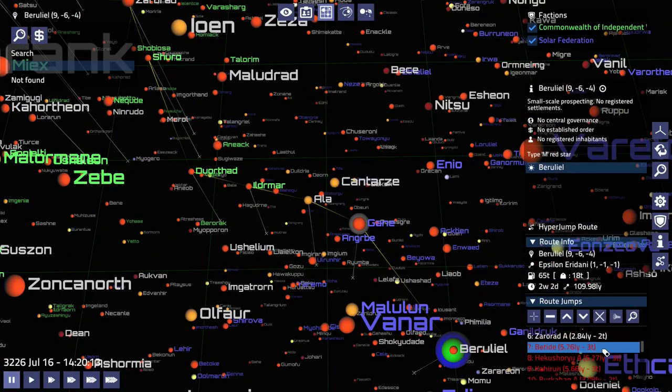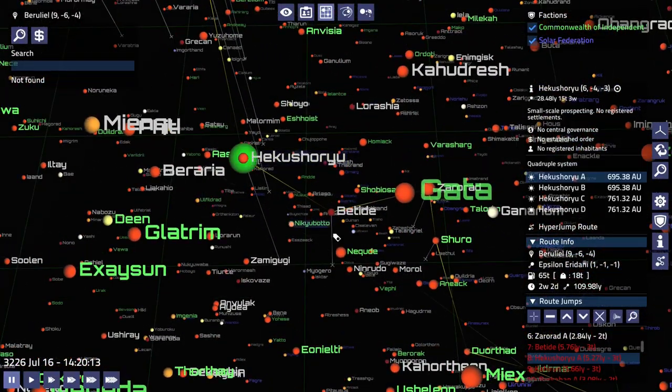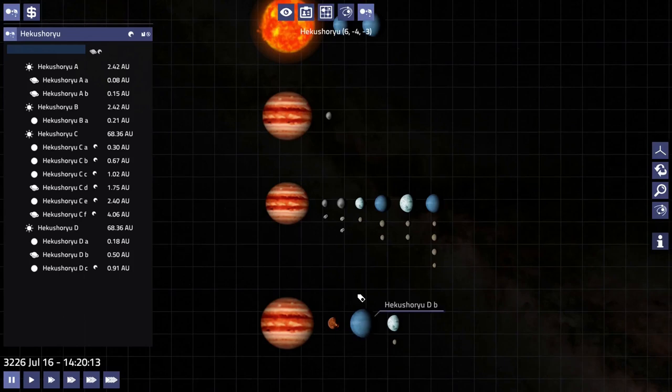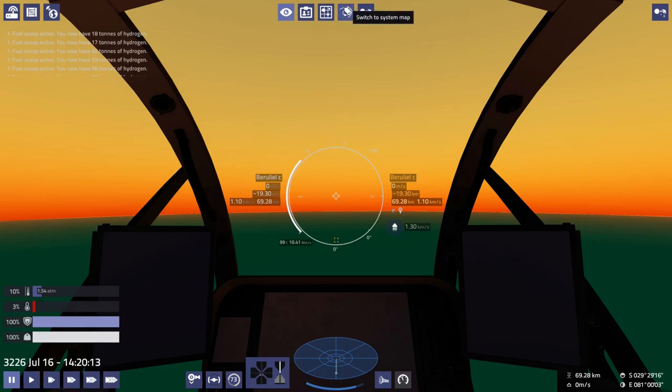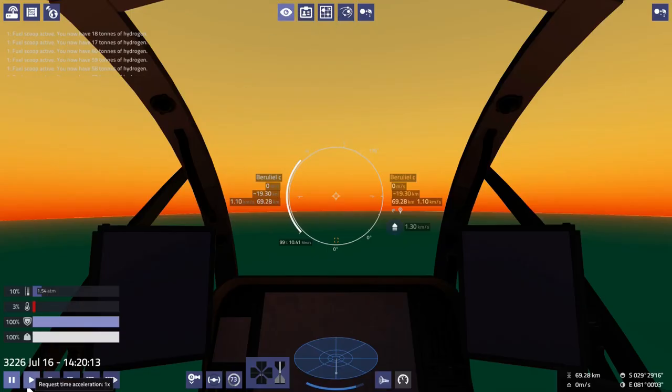So let's see, we could make our way to Betide Hikushoryu. There you go. Well, there's a lot of places we could gas up here. Oh, that's ridiculously close. 0.08 AU from Hikishiru A. That's an easy gas up. Alright, so how many more tons of gas do we need to get there? 6 more tons, plus weights, I suppose. So, okay, we'll go to Hikishiru and gas up there again. That'll be our second gas stop.